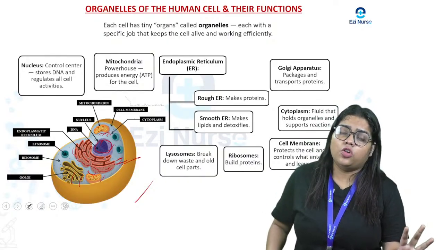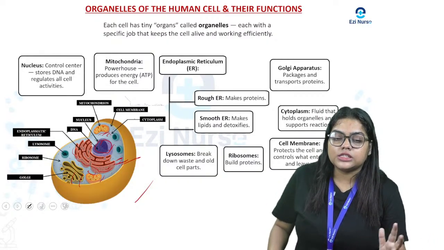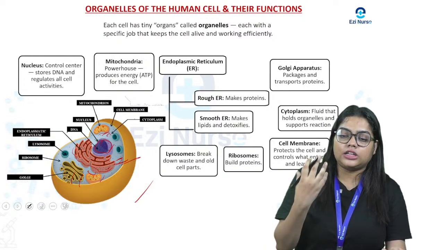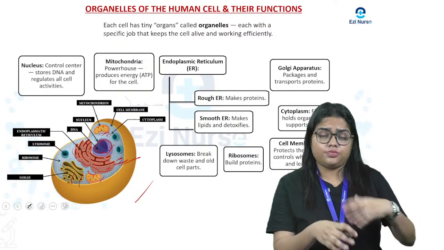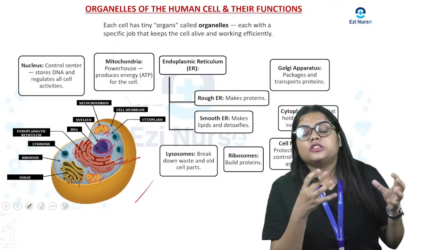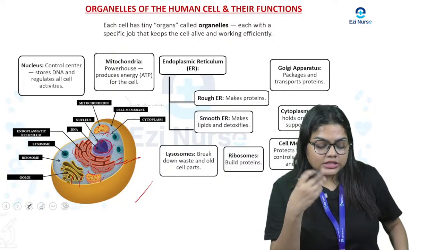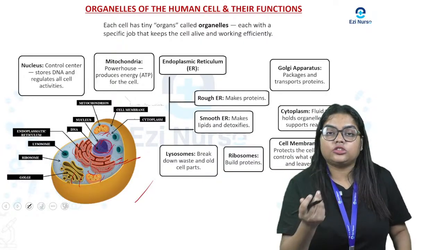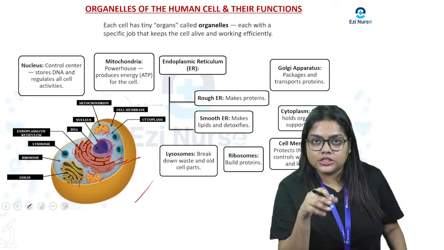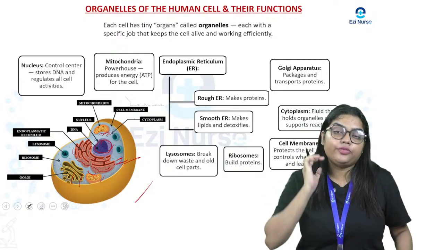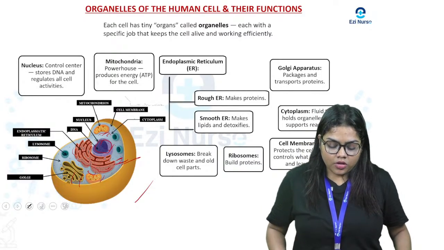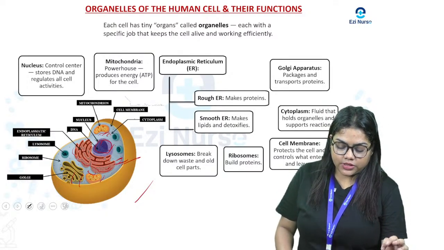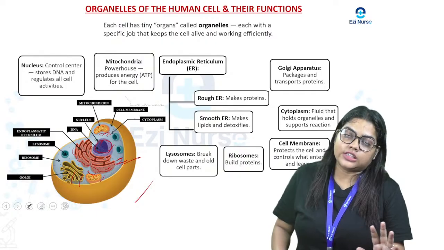When a cell holds some toxic substances, and the lysosome sees that the toxic substance is present in the cell but the cell is not able to throw it away, then lysosome will produce some toxins, and it will make the cell dead. Necrosis will happen. So lysosome will actually break down waste and old cell particles.